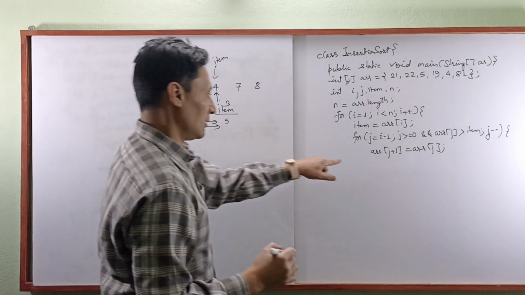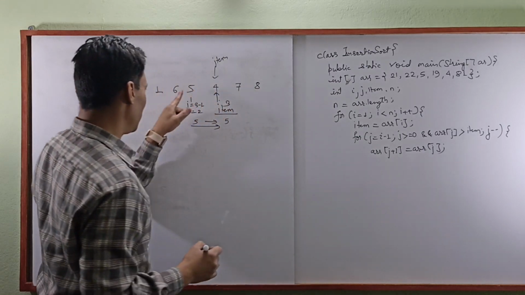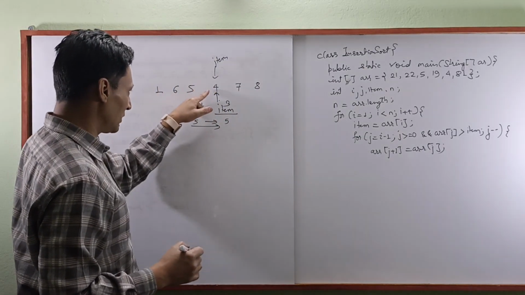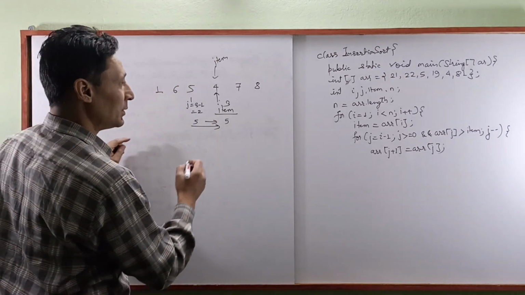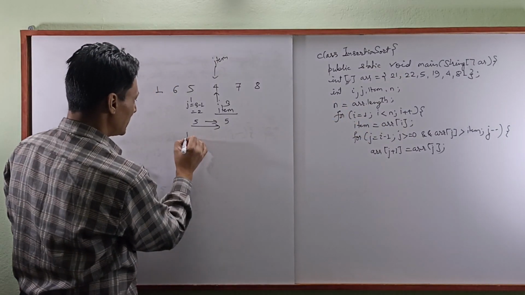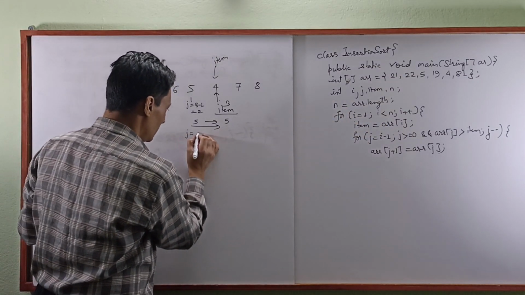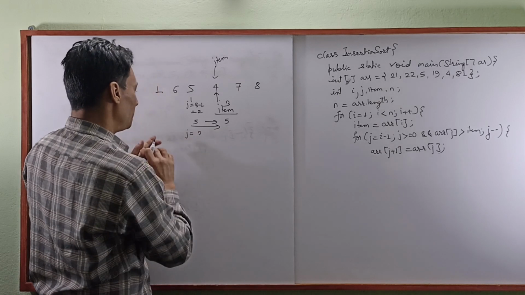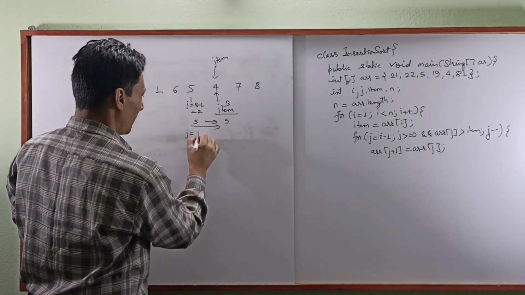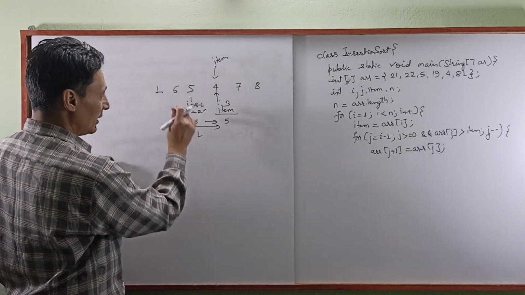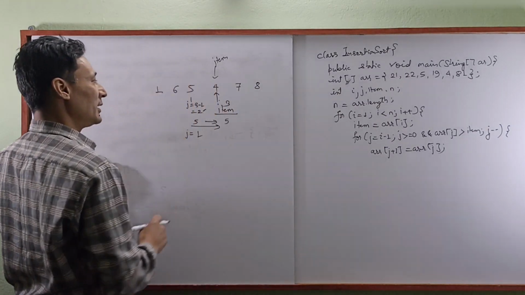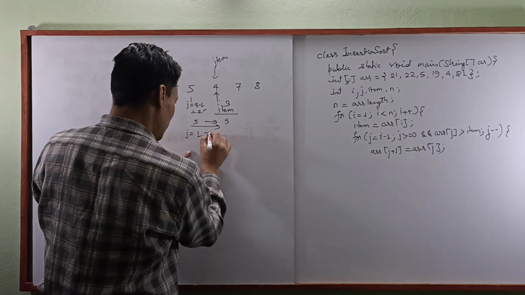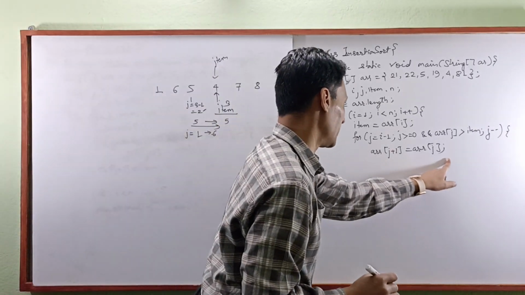Now again 4 will be compared here. We have assigned this 4 to the item. j will be decremented by 1, so j will become 1, because it is 2 here. Now 6 will be compared with this 4. So what will happen is 6 will be shifted one step because of this statement.